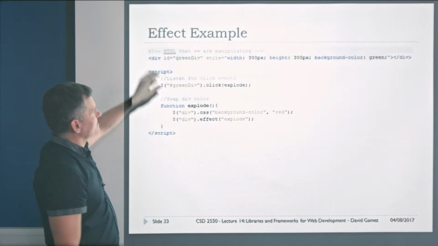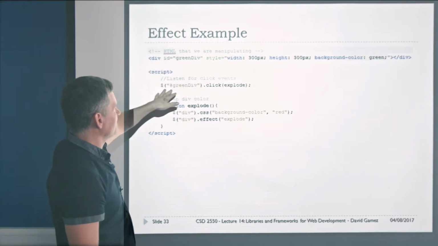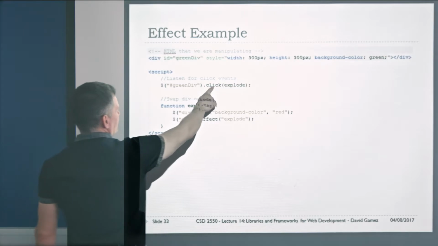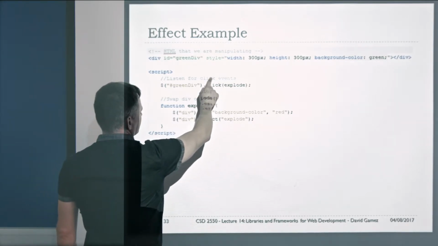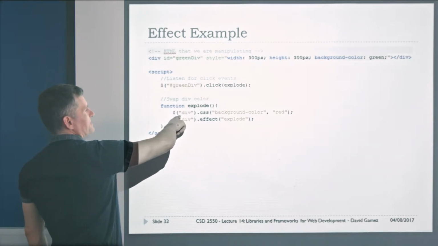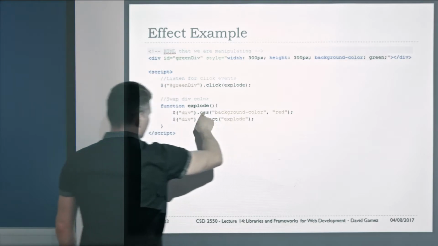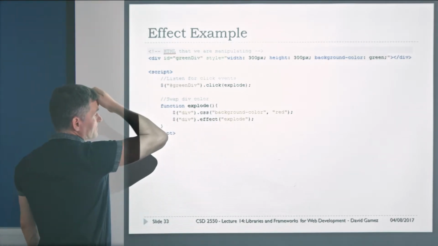So let's just show you how to use it. Here we've got a green div. We grab the green div, and we set up an event handler, so when we click on it, we're going to call this explode function. The explode function will change the background color to red, again using the CSS method.